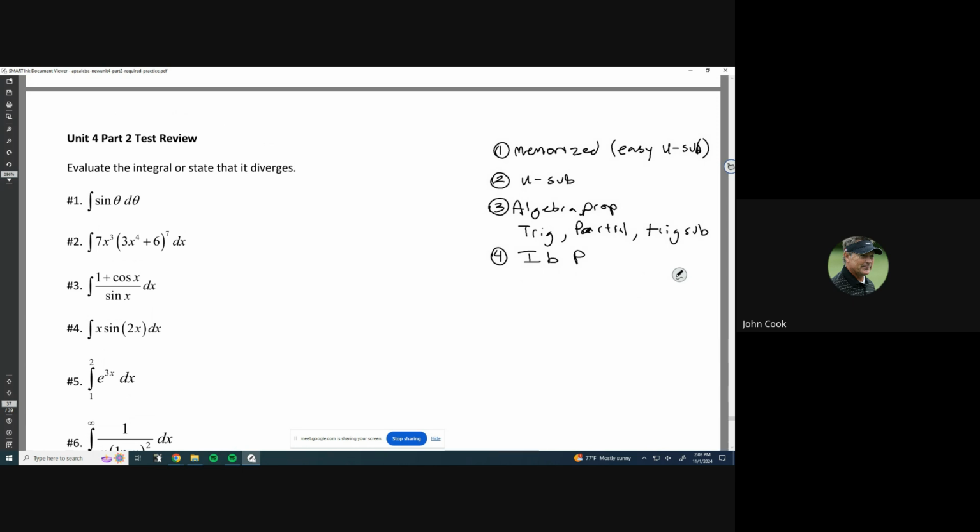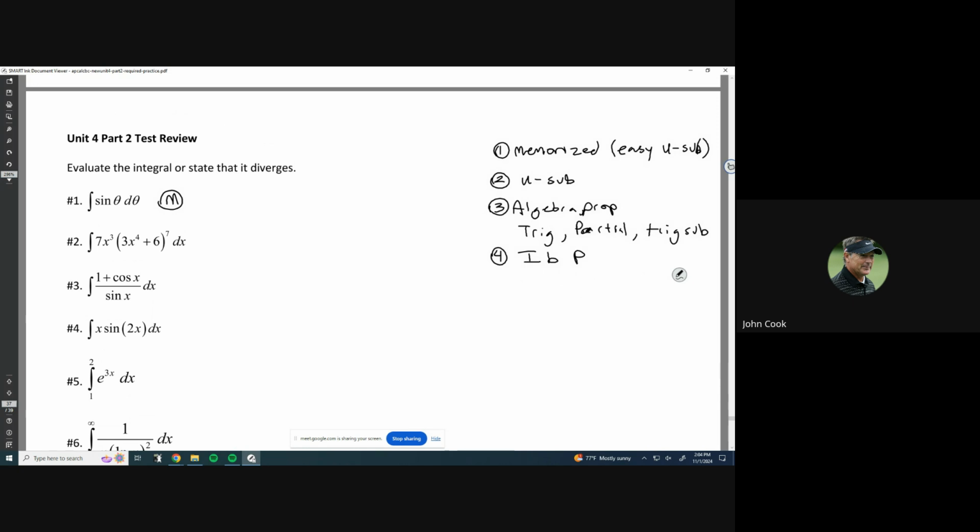Okay, so with that in mind, I'm going to go through these problems, all 50 of them, and just describe what method I would use for each one of them, and maybe say something about each one for a couple seconds or so. One, that's an easy memorized technique, so just use memorization for that one.